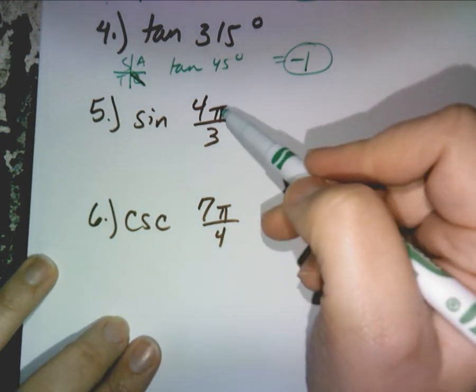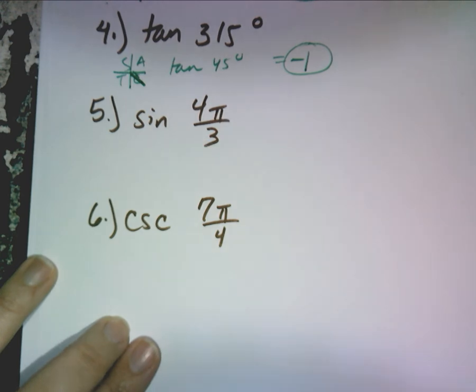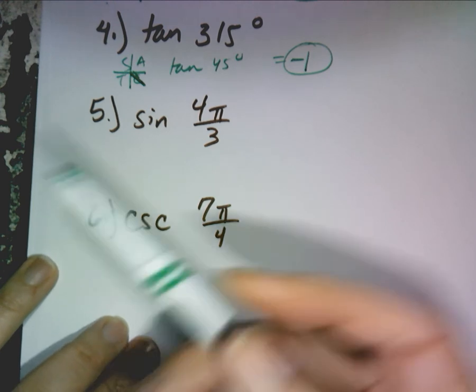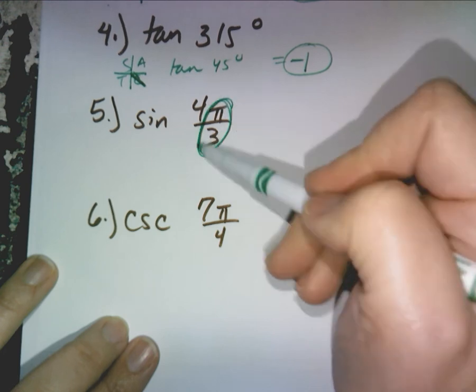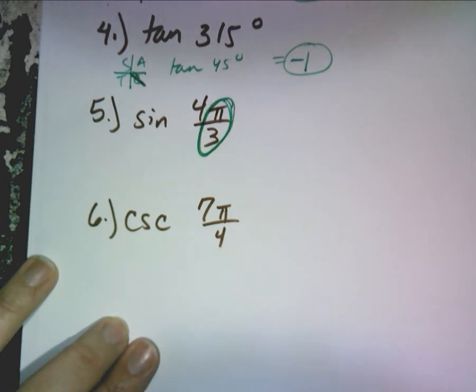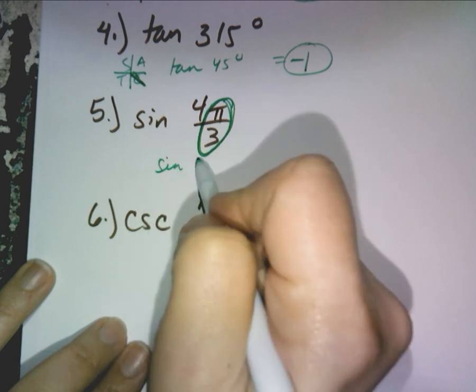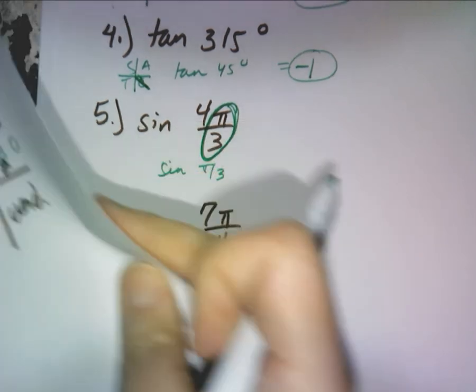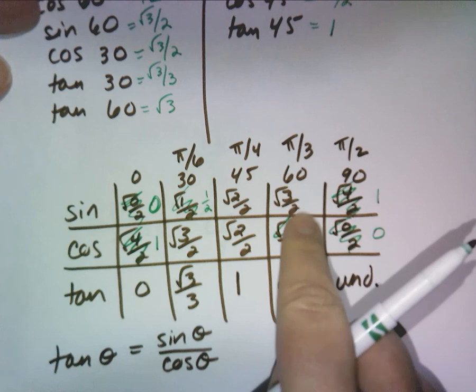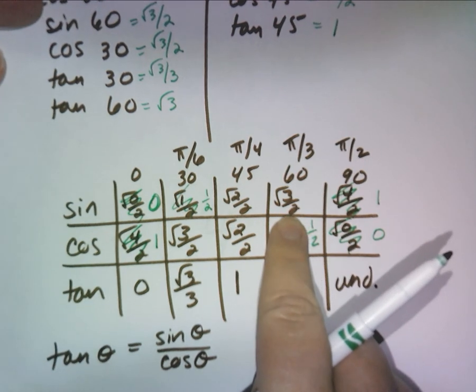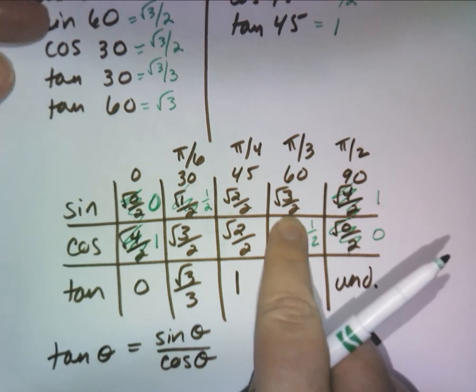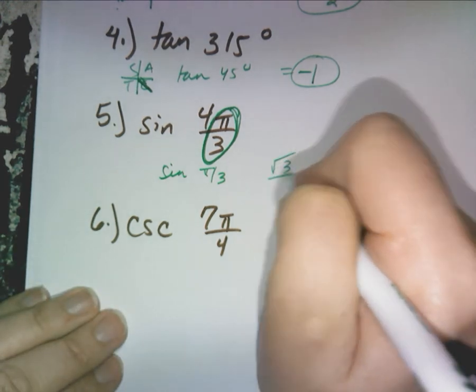What is the reference angle? We learned a trick when we had the pi's over 3s and the 4 pi over 3. What would be the reference angle when it was all that? What was the reference angle? Do you remember? It was just what? Pi over 3. So go on your chart right now and find for me what the sine of pi over 3 is. Sine at 60 is root 3 over 2, right? Root 3 over 2.